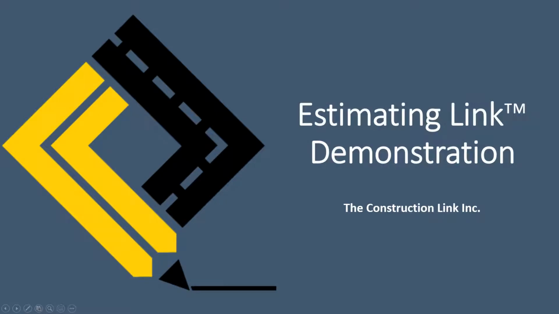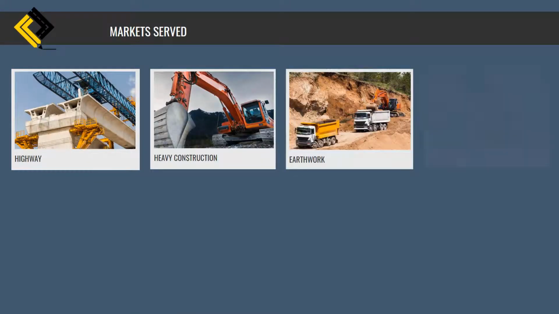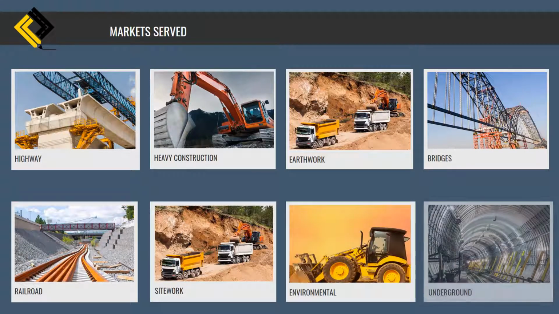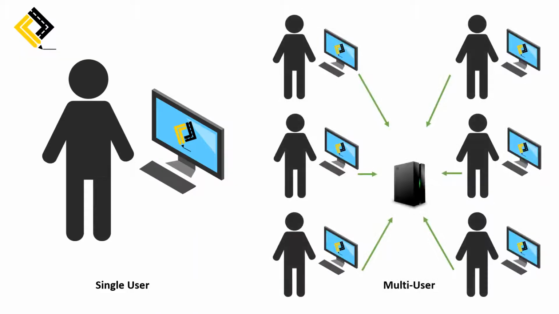Estimating Link software was intended for estimating unit cost pricing for every aspect of civil construction, including highway, heavy construction, earthwork, bridges, railroad, site work, environmental, and underground, just to name a few. Estimating Link software was designed for both a single user or for multi-user functionality. The program can be accessed on your company's personal server or accessed as a subscription via the Construction Link's private cloud.